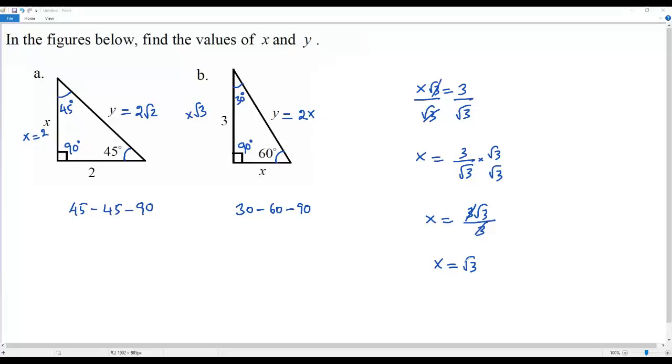So what's the value of y? Already we know that y is equal to 2x. So y equals 2 times, for x we know it is square root of 3, so we can plug in square root of 3 for x. Okay, I got the value of x and the value of y in the right triangle in part B. The value of x is square root of 3 and the value of y is 2 times square root of 3.